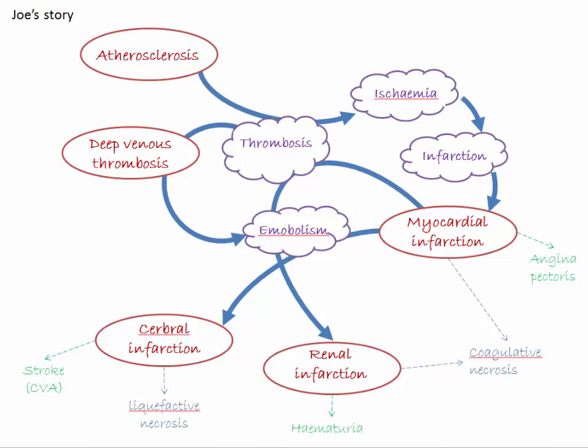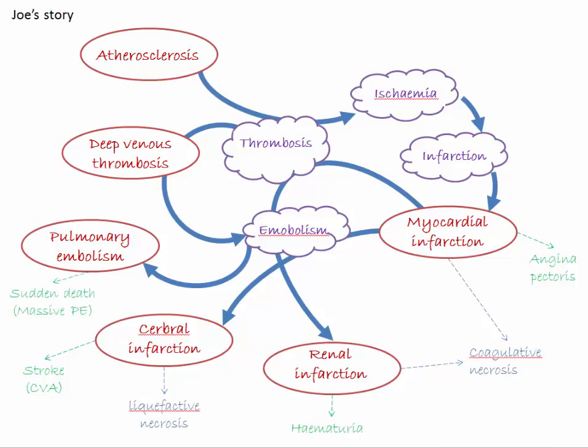Embolism, I'm sorry. It did break off and spread, in this case, through the systemic venous system, travelling back to the pulmonary arterial tree, causing a pulmonary embolism. And in Joe's case, because this was a very large pulmonary thromboembolism, it impacted centrally within the pulmonary arterial tree and caused sudden death.